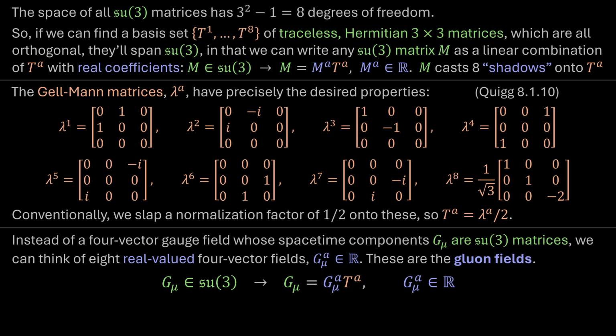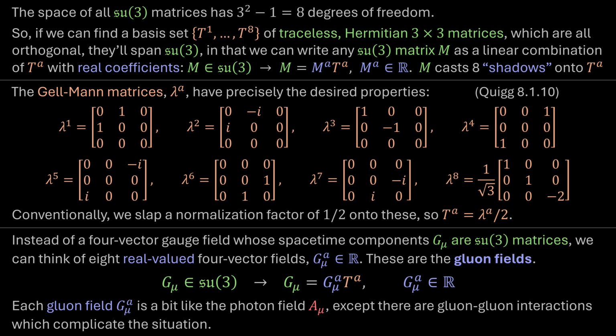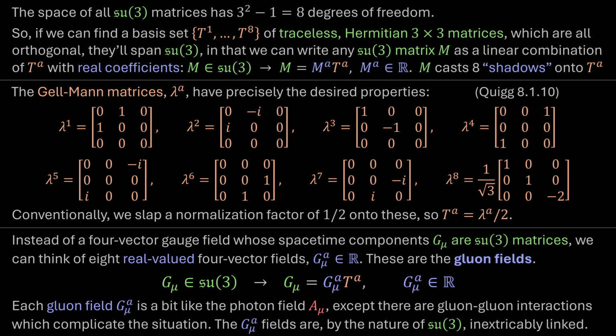Now, as we'll see when we get into the field strength tensor and the Lagrangian of QCD, each gluon field is very much like the photon field A mu, except there are gluon-gluon interactions which really complicate the situation and, in practice, lead to radically different behavior for the gluons relative to photons. But there are also some very striking similarities there as well. And by the way, those gluon-gluon interactions are not arbitrary or optional.